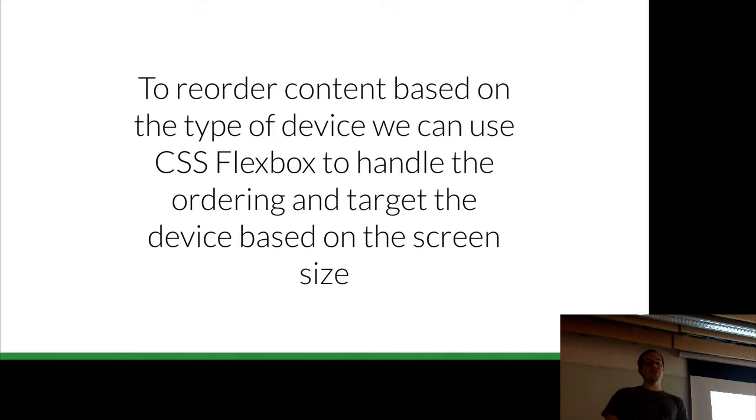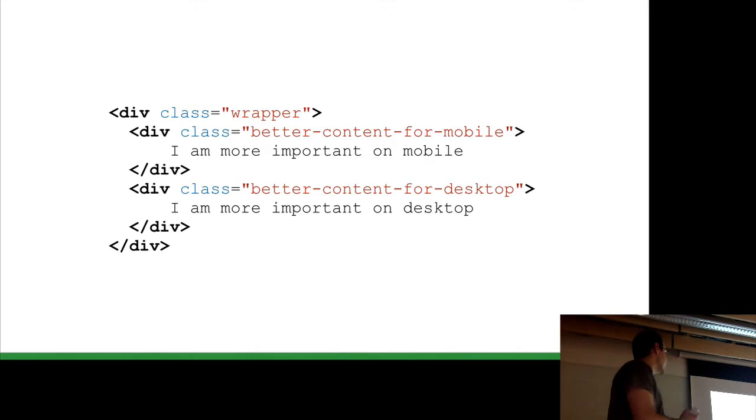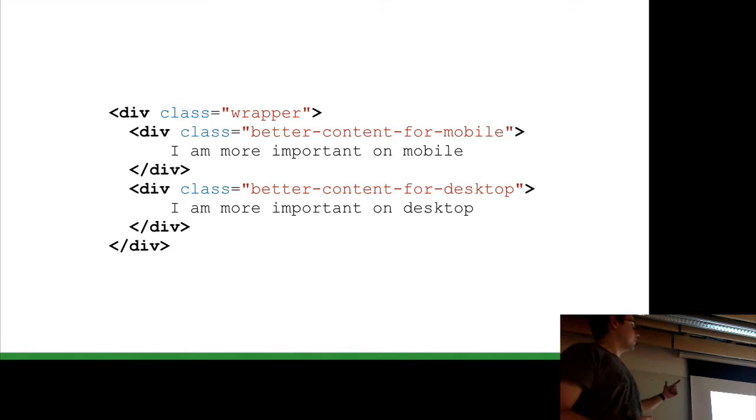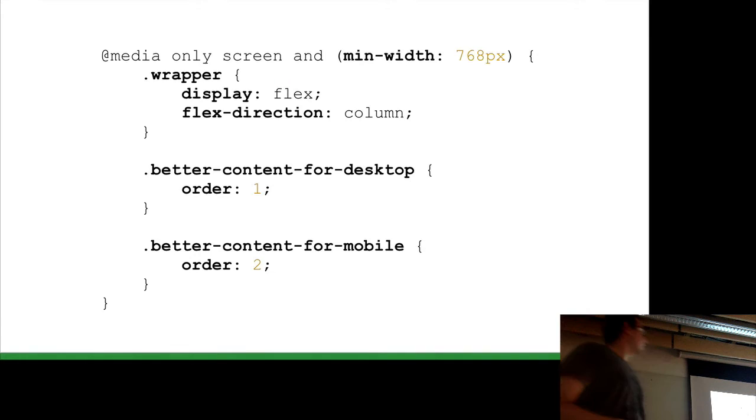So to reorder content based on the type of device, what we can do is use a combination of CSS Flexbox and media queries. So this is an example of a piece of content where we have some that's more important for mobile and some that's more important for desktop, as is obvious by the classes. We have a wrapper. We have our mobile content first because we're developing mobile first, and then our desktop content. So then we do media queries to target the bigger devices.